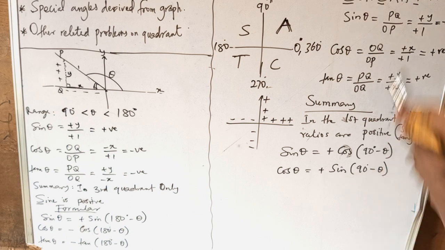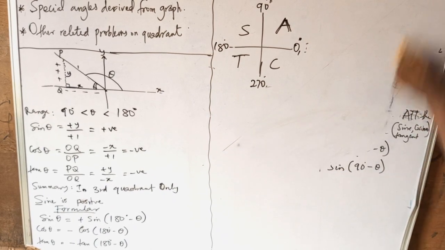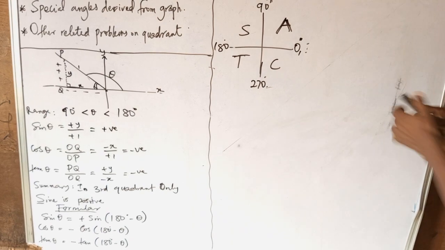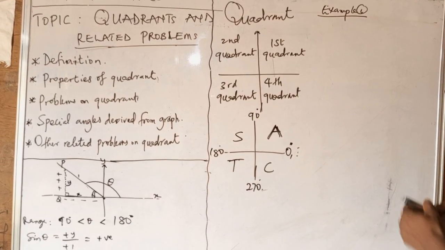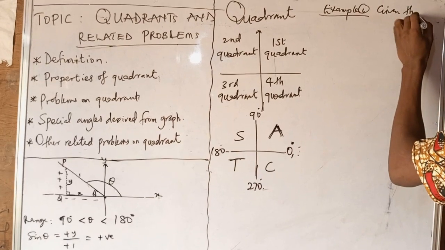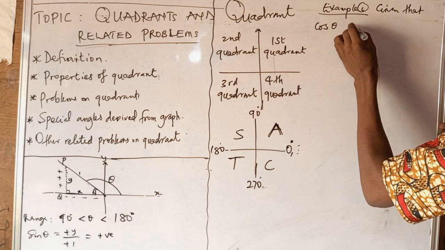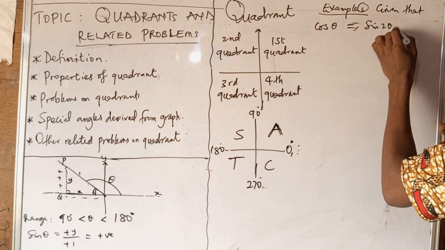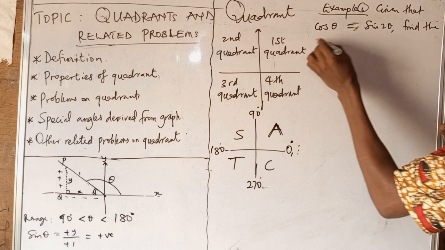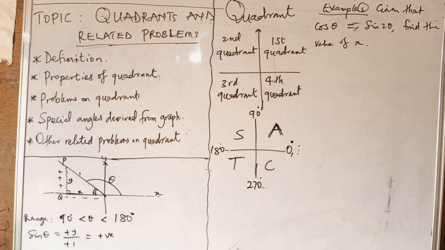Example 1. Given that cos theta is equal to sine 2 theta, we have to find the value of theta. Now, how do we go about the solution?